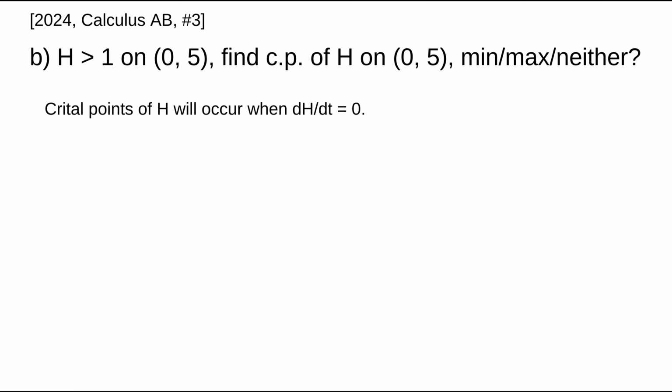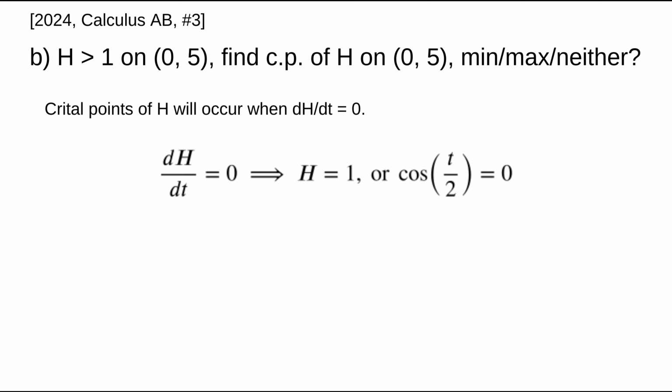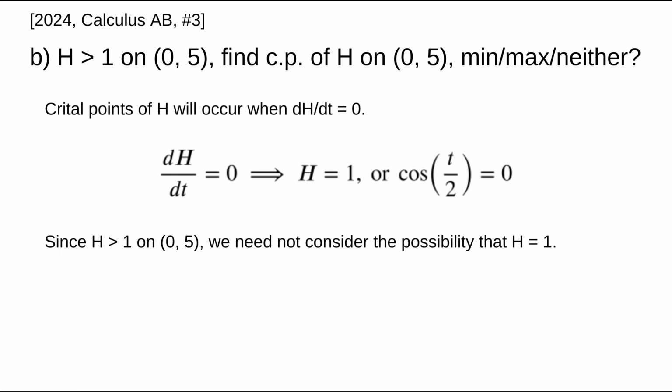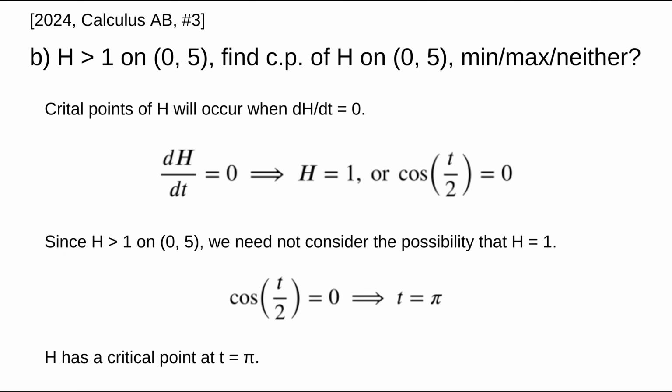So critical points of h will occur when dH/dt is equal to 0. So if we take our equation for dH/dt, set it equal to 0, that will imply that either h is equal to 1 or cosine of t/2 is equal to 0. However, we were given that h is always greater than 1 on this interval, so h will never equal 1, so we do not need to consider the possibility that h is equal to 1. This leaves us with only the possibility that cosine of t/2 is equal to 0, and if that's true, that implies that t equals pi. All right, so h has a critical point at t equals pi.